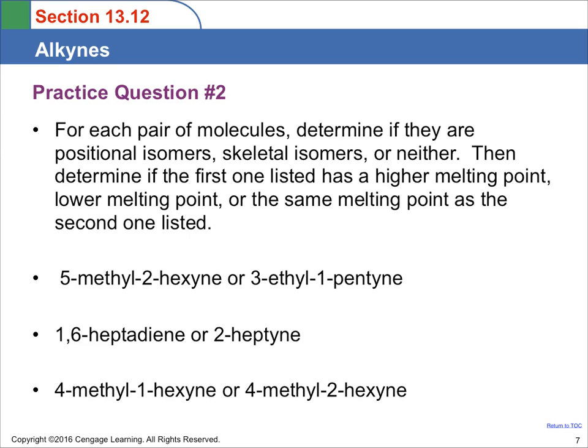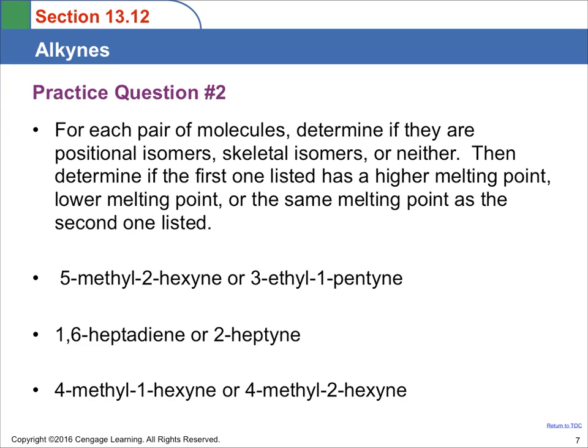So for each of the following, decide if they're positional isomers, skeletal isomers, or neither. Then determine if the first one has a higher melting point or lower melting point, or the same as the second one that's listed. One way to do this is to draw it out, or we can also look for the name similarities like we did with alkenes.